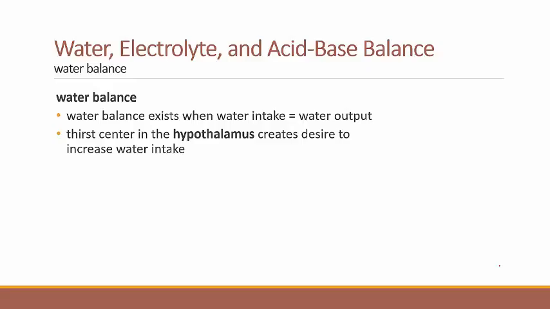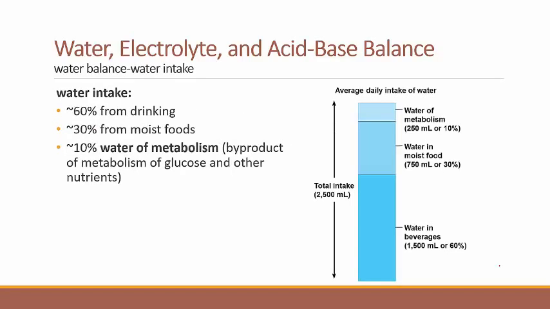So where do we get our water from? Well, about 60% of it comes from the fluids that we drink, and approximately 30% of it comes from the water that's found in moist foods. So as we eat oatmeal for breakfast, or as we consume a steak, we're consuming water along with the other materials that are being eaten.